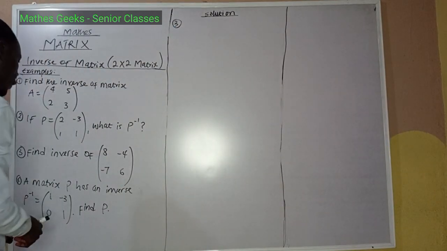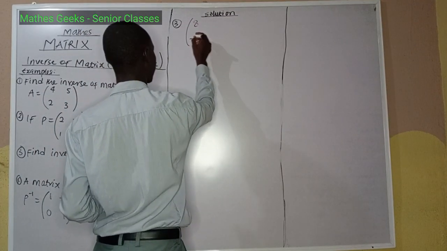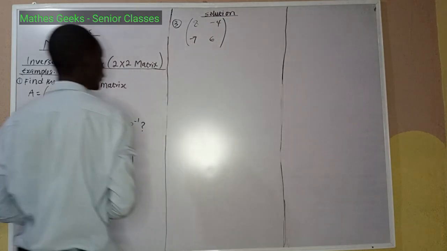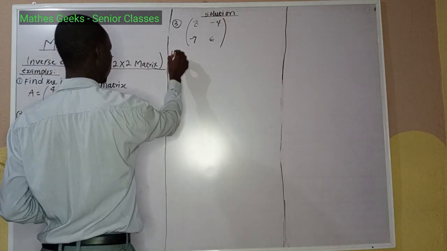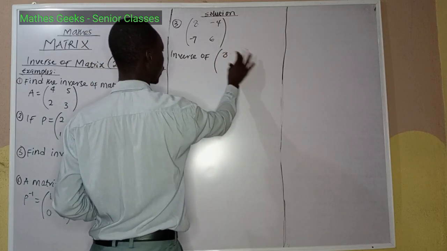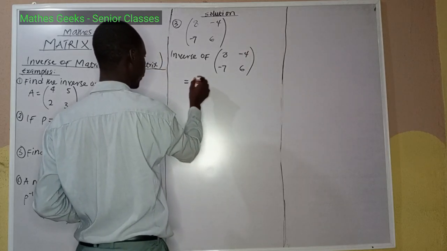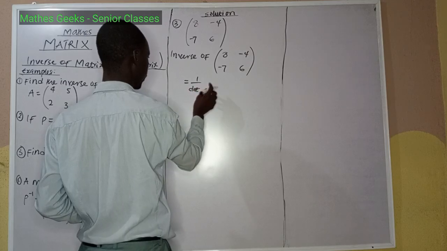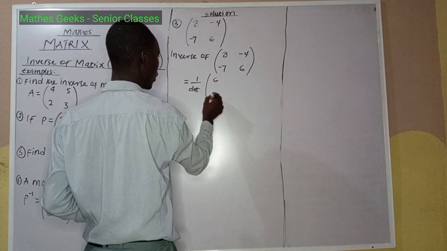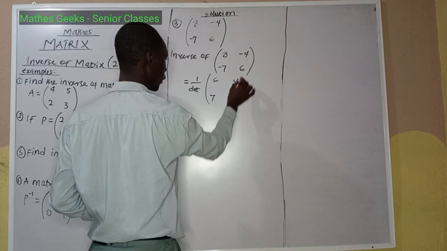Now, let's find the inverse of the matrix 8, minus 7, minus 4, 6. We are asked to look for the inverse of this matrix. The inverse is equal to 1 over the determinant, times the matrix: 6, minus times minus 7 gives us 7, minus times minus 4 gives us 4, and we have the 8.